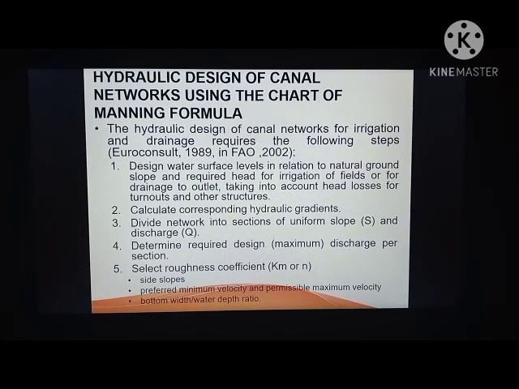Step 2. Calculate corresponding hydraulic gradients. Step 3. Divide network into sections of uniform slope and discharge. Step 4. Determine required design, the maximum preferably, discharge per section. Step 5. Select roughness coefficient, side slope, preferred minimum velocity and permissible maximum velocity, and the bottom width to water depth ratio.